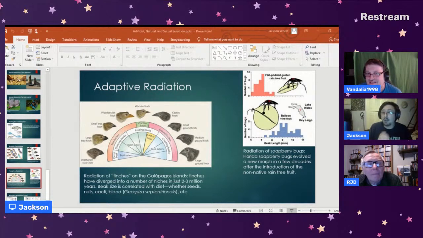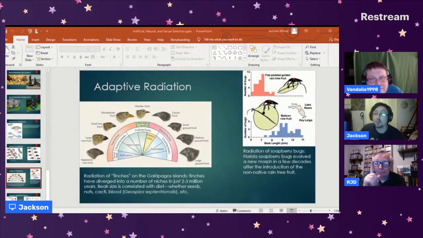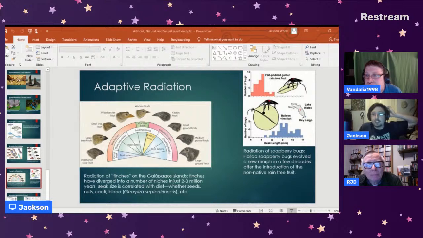And then on the right side we have the soapberry bugs. This was actually a recent speciation. So soapberry bugs, the original is the one on the top. Their beak length is the red, and you can see it was a lot shorter. And then there was a fruit that was introduced called the balloon vine fruit, which after its introduction, the beak of the soapberry bugs increased. It got much longer so they could eat this new fruit that is now appearing in their environment, which was introduced in their environment.